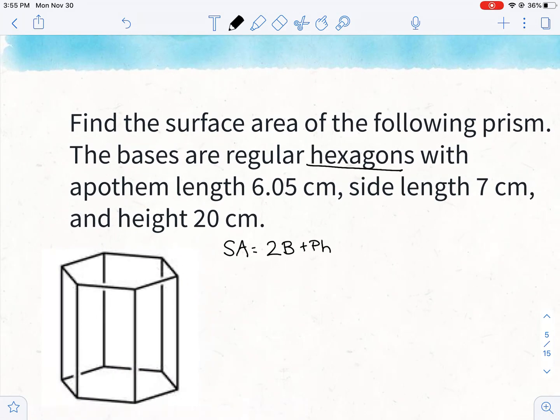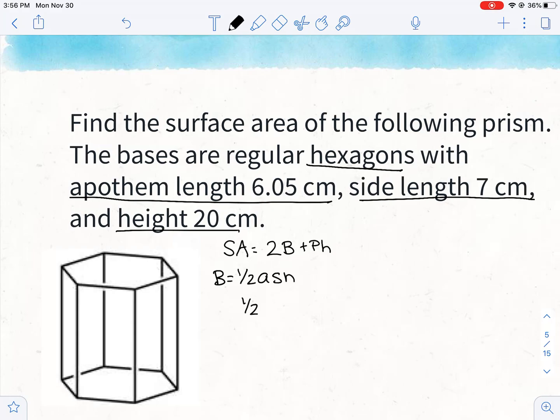I know the base is a hexagon, the apothem is 6.05, each side is 7, the height is 20. So first I need to find the area of my base, which with a regular hexagon will be 1/2 times the apothem times the side times the number of sides. So I have 1/2 times 6.05 times each side is 7 times I have 6 sides. When I plug all of that into my calculator, the area of my base is 127.05.